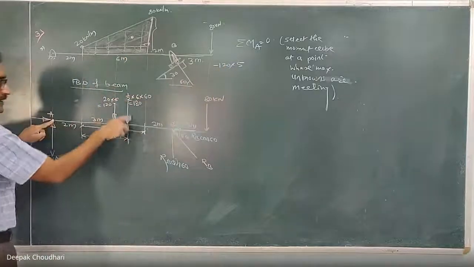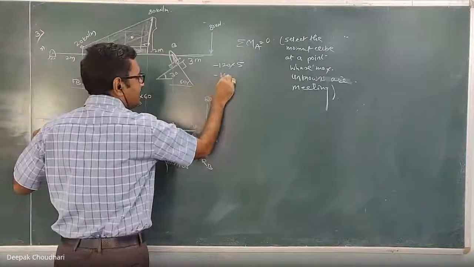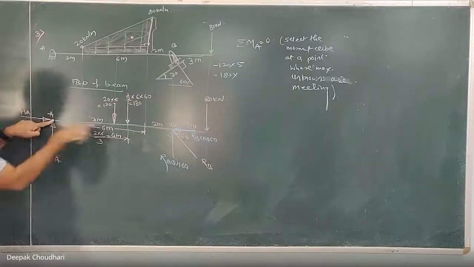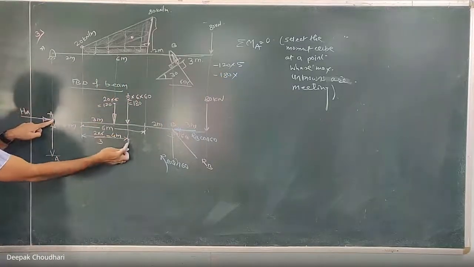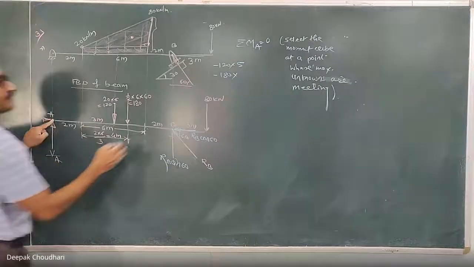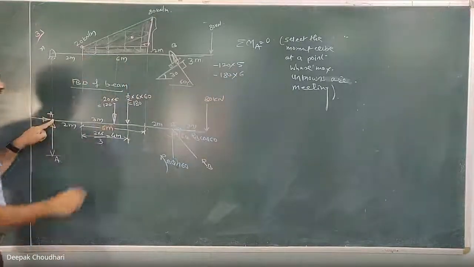The next force, moment of this 180, that is also clockwise. So minus 180 into perpendicular distance from A. What is its perpendicular distance from A? So this is 4 meter plus 2 meter, so it is 6. Its moment is done.